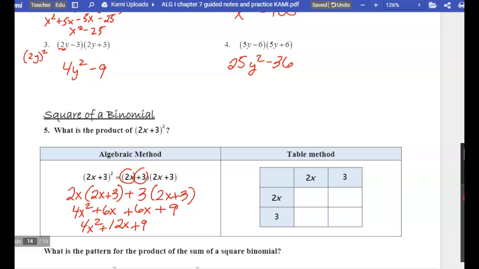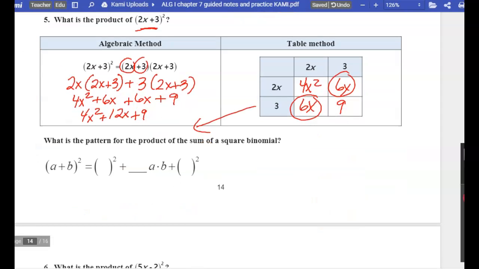And again, you can only use this formula that we're going to get to in a minute when they match identically. So here, if we do the table method, which some of you may like, you have the 4x squared there, 6x there, 6x there, and 3 times 3 is 9. And again, those would combine, and I get the same answer we wrote over there.